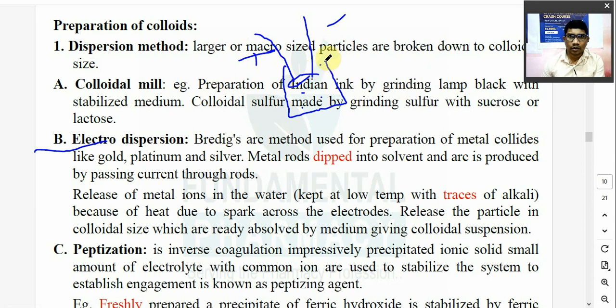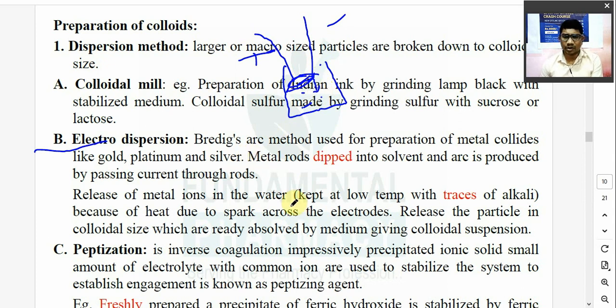What happens when current is passed through this circuit? The metal sheet becomes warm, and there is a large increase in its temperature because current is flowing continuously. Since there is water in the tank, due to that heat production a few ions of the metal get separated and condense in the water. They form a lyophobic colloid. This is known as Bredig's arc method.